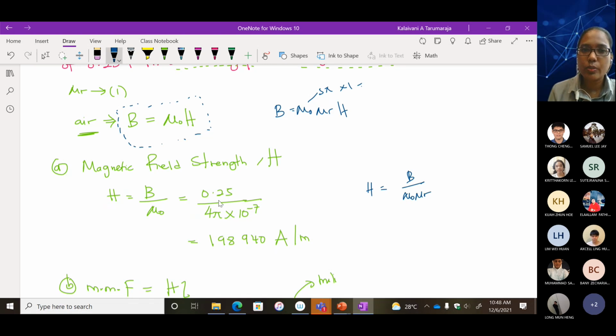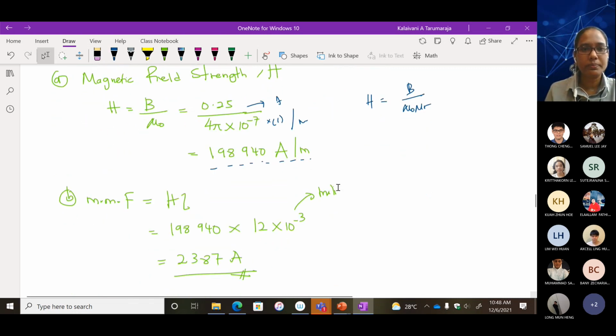So when you substitute the value 0.25, for example, I just put times 1 here. You can take note based on this part. At the end, 0.25 divided by 4 pi times 10 power of minus 7, you get this value: 198,940 per meter. This is based on your unit, ampere divided by meter. Once you're done, you get the final answer. So this is the magnetic field strength. Next, go on with the next step.